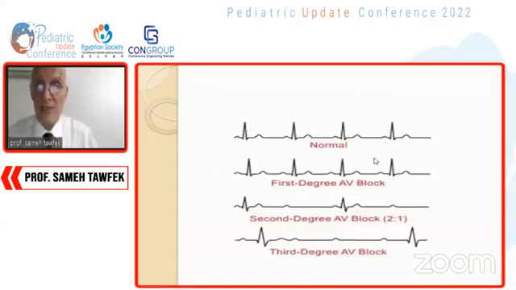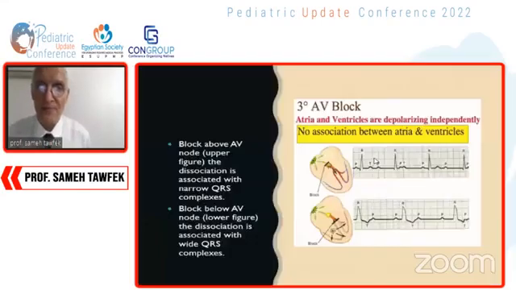On the top, the normal ECG. Second is the first degree heart block with prolongation of the PR interval. The third one is second degree AV heart block 2-to-1. And the last one shows a complete dissociation between atrial contraction and ventricular contraction. Each one is doing its own thing. There is no harmony between the atria and ventricles. This is how third degree heart block looks on the ECG, whether the block is above the AV node or below the AV node.